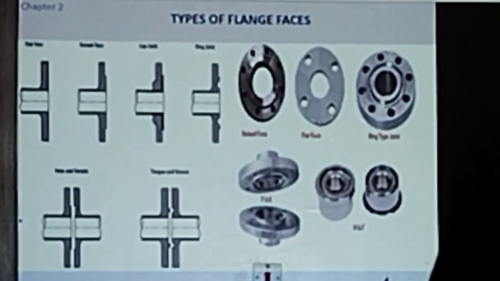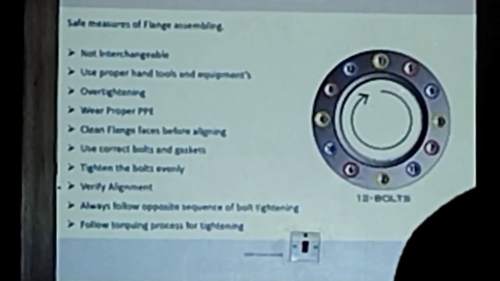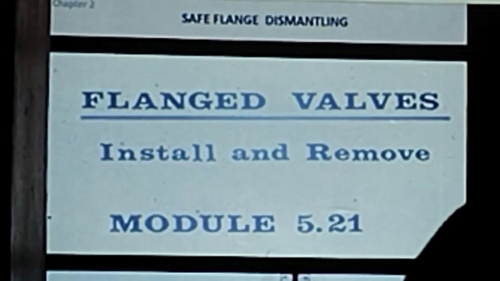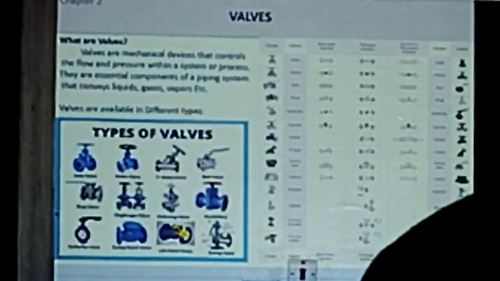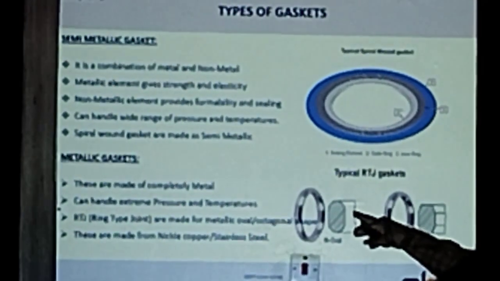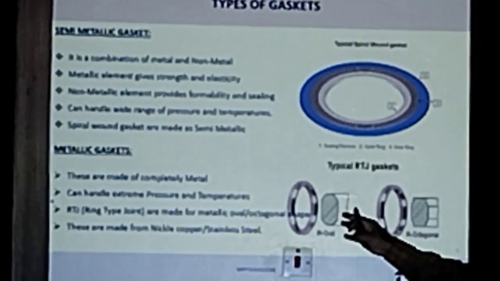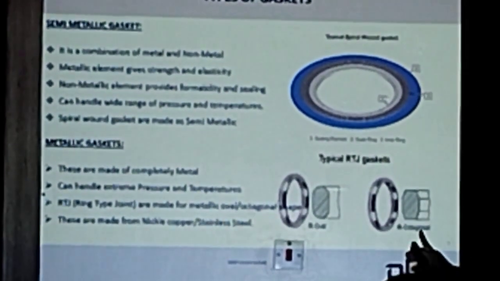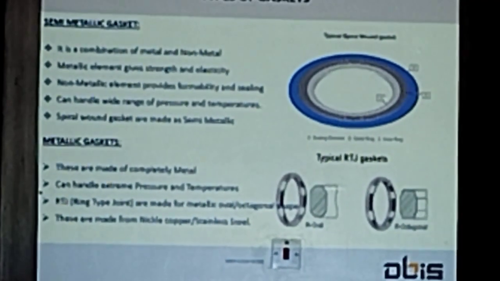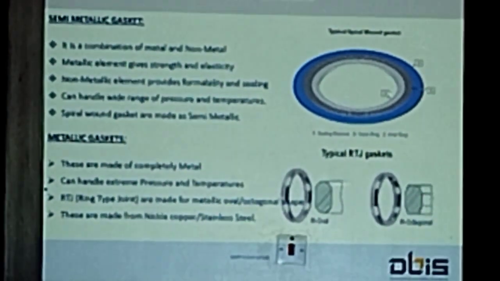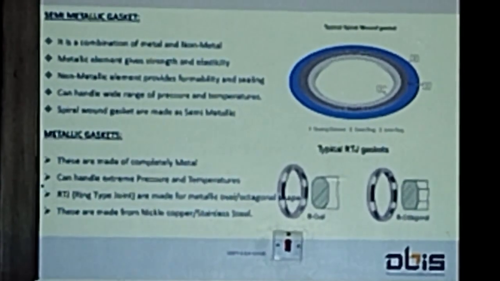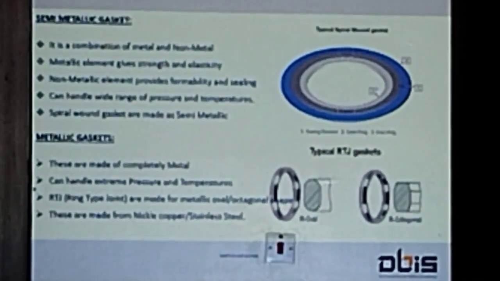RTJ gasket, ring type joint gasket, is also used for high pressure lines. In RTJ also we have two types, oval type and octagonal type. Whenever you have a chance, try to hold these two in your hand and check the shape. Then you will understand.